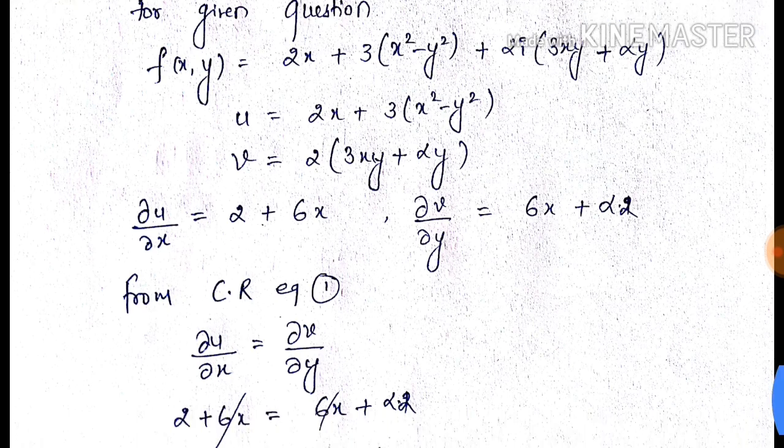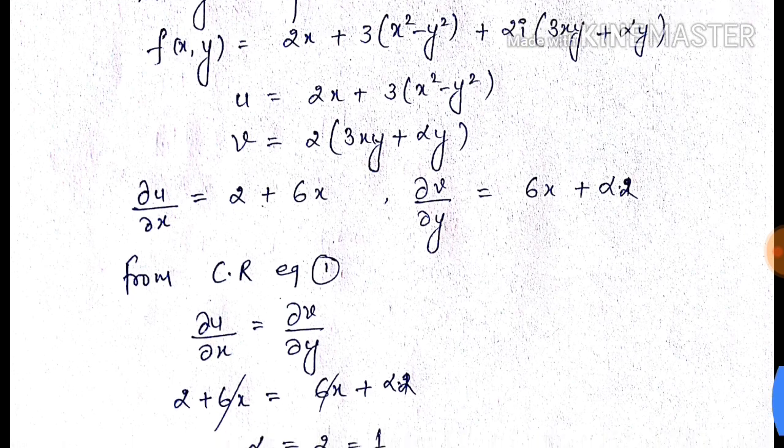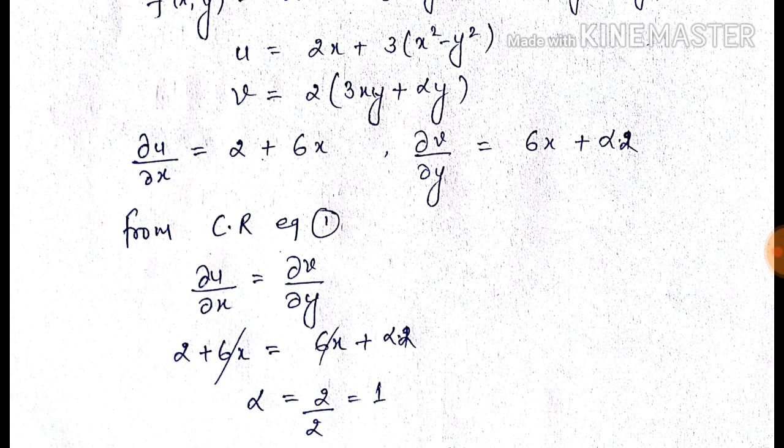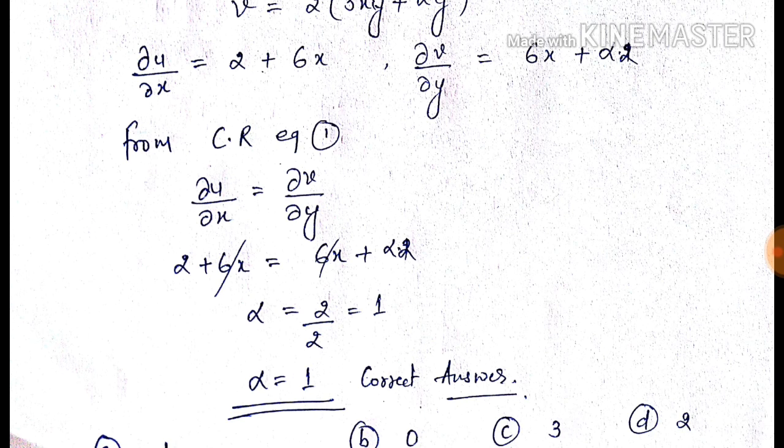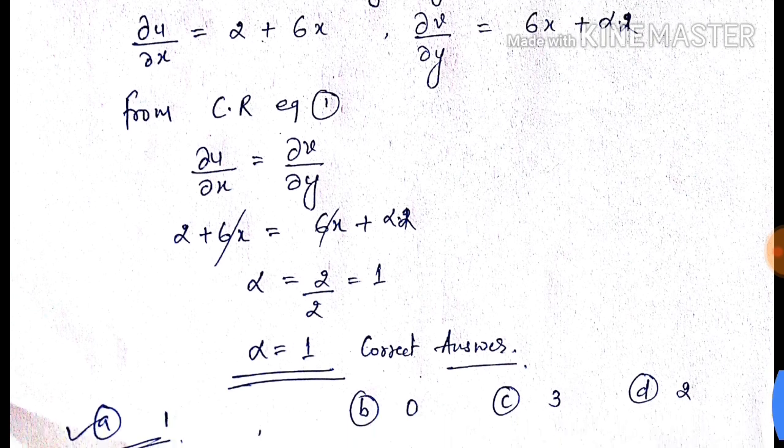So del u by del x, we get 2 plus 6x, and del v by del y, we get 6x plus 2 alpha. So from the first Cauchy-Riemann equation, del u by del x is equal to del v by del y. On equating, we get 2 plus 6x is equal to 6x plus 2 alpha. Here alpha is equal to 2 by 2 is equal to 1. So alpha equals 1 is the correct answer.